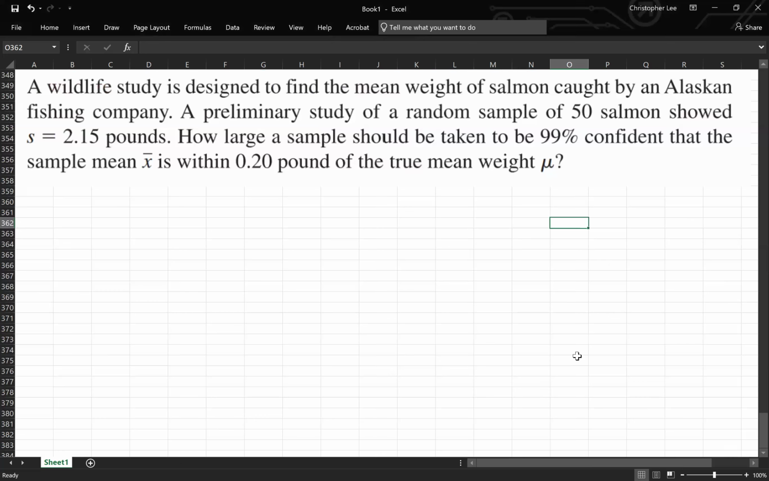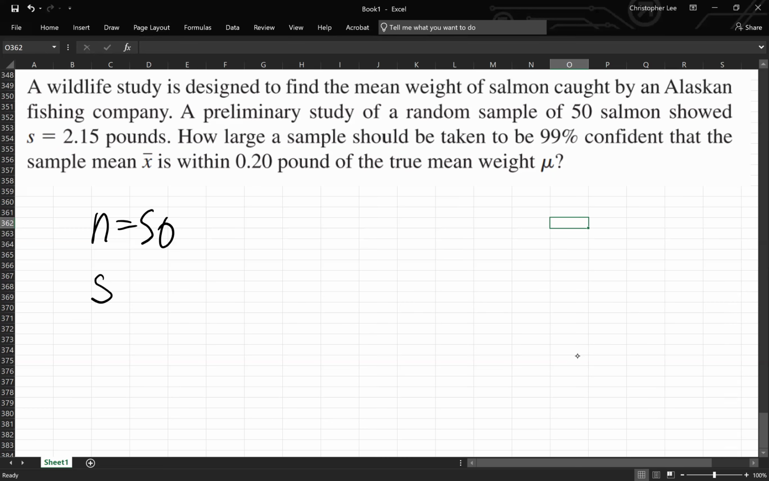So let's do an example real quick. This is real simple. A wildlife study is designed to find the mean weight of salmon caught by an Alaskan fishing company. A preliminary study of a random sample of 50 salmon, right? So we know that my n is 50. You can treat that as sigma, right? Yes, we can, because it's more than 30.